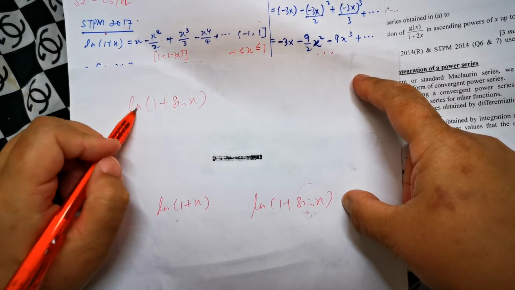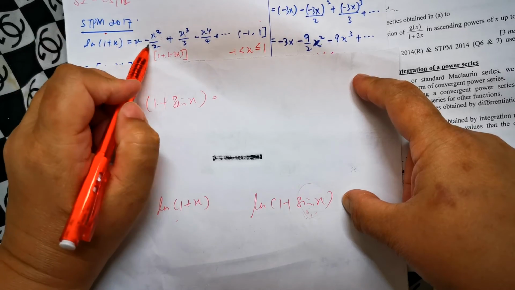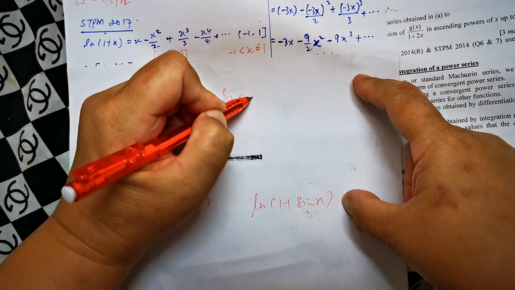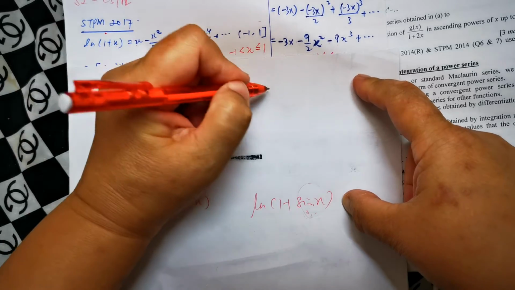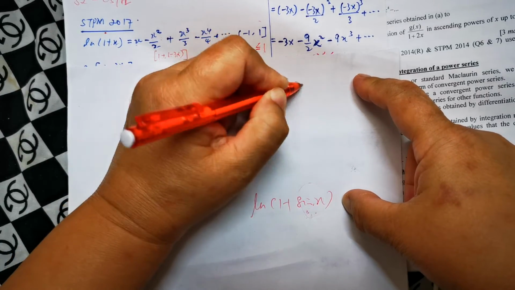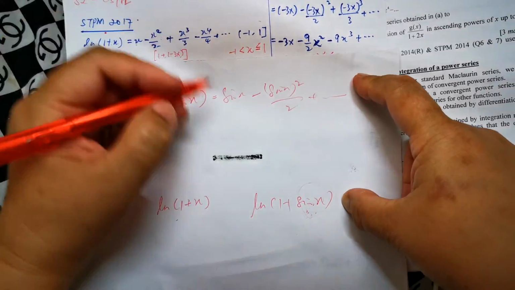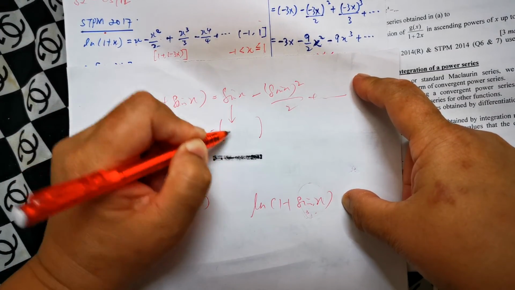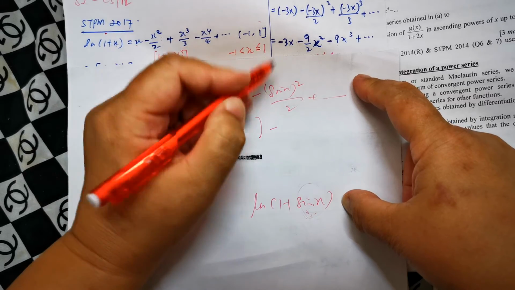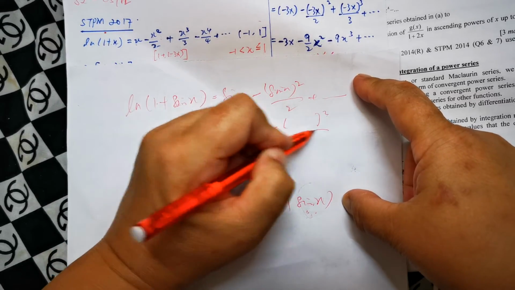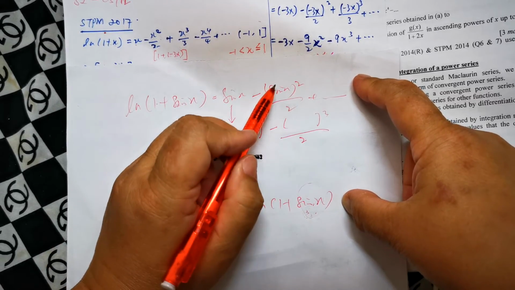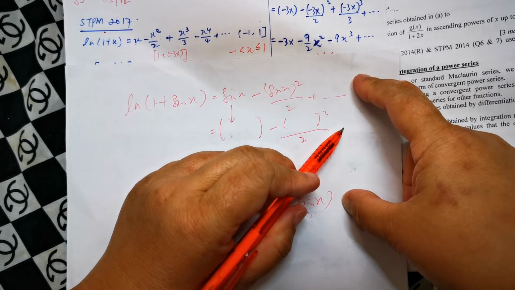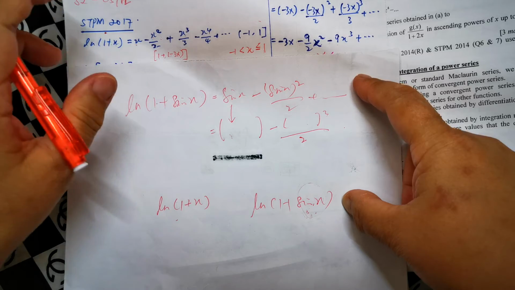Like this. ln(1 + sin x) will equal: the first x becomes sin x, minus the second term, (sin x)² over 2, and so on. And then sin x itself has a standard Maclaurin series, right? Minus this standard Maclaurin series squared over 2. Sub the standard Maclaurin series of sin x inside. Then you decide where to stop.